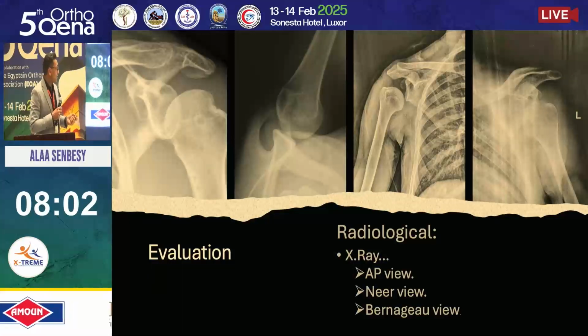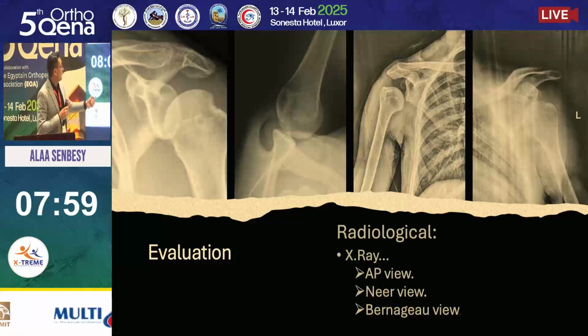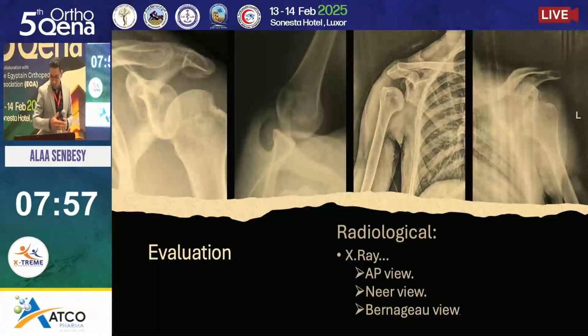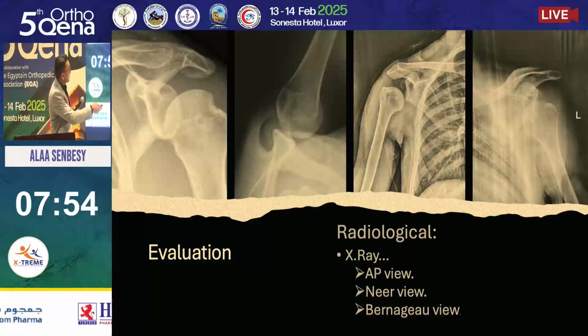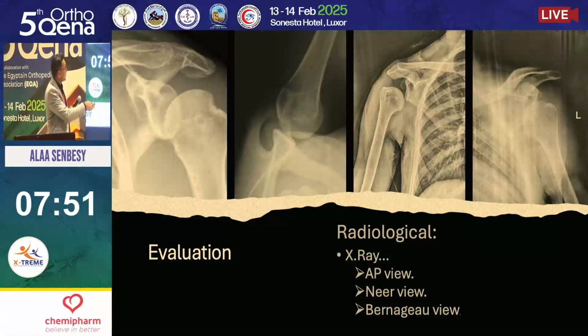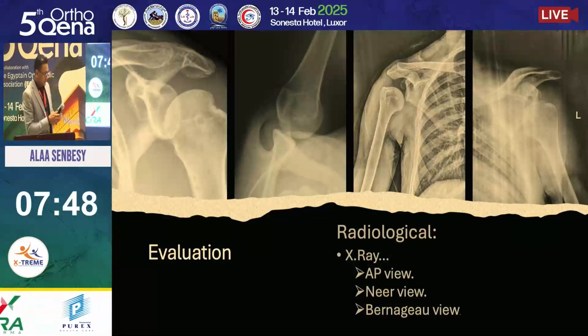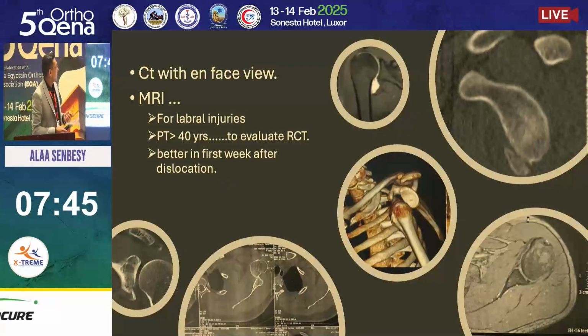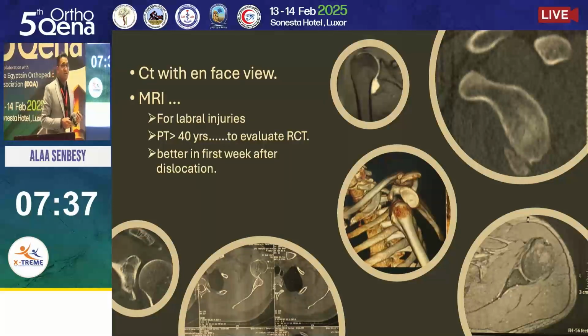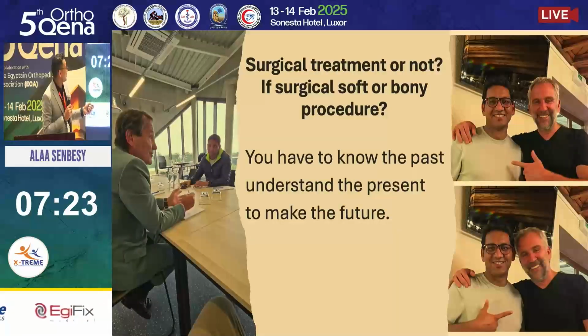We have to assess the patient radiologically, with AP, outlet, and Bernageau views. Here we see the Hill-Sachs lesion on the AP view, inferior subluxation, and anterior shoulder dislocation. Also, in the Bernageau view, we can assess glenoid bone loss and the Hill-Sachs lesion. With CT, we can assess glenoid bone loss with the circle method, and we need MRI for labral injury. In patients above 40 years, we have to evaluate for rotator cuff tear, and it's better to do MRI in the first week after dislocation, as it is better with effusion for visualization.